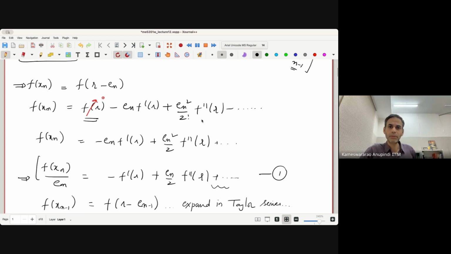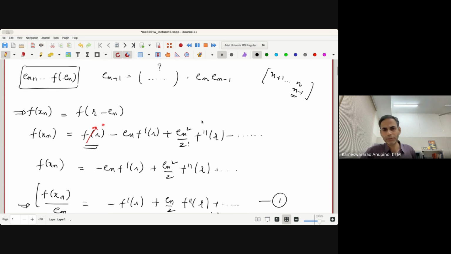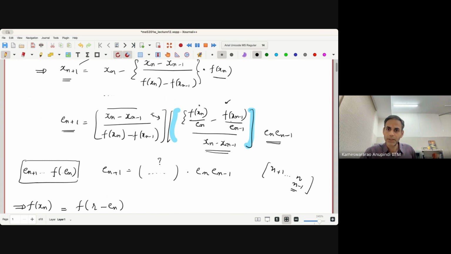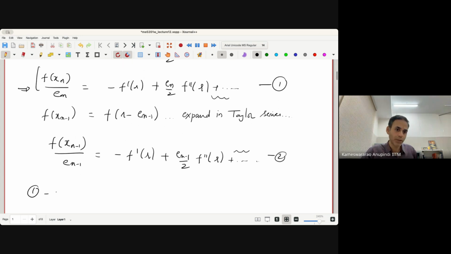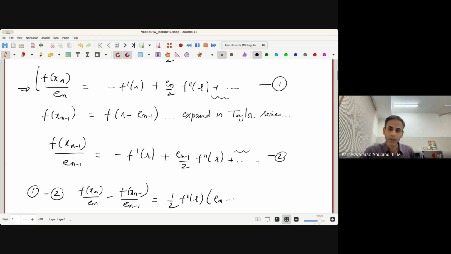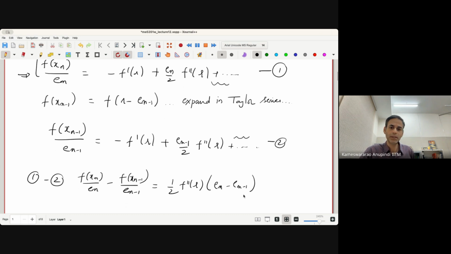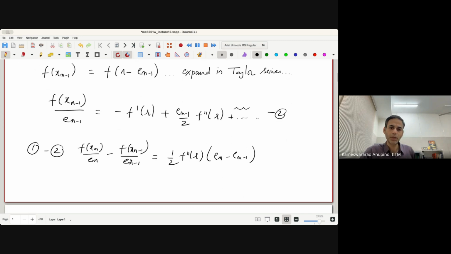Then what we want from our expression is f of xn by en minus f of xn minus 1 by en minus 1. That means, of these two expressions 1 and 2, I have to subtract 2 from 1. So 1 minus 2 gives me f of xn by en minus f of xn minus 1 by en minus 1. That is going to be minus f prime r plus f prime r, which is 0. Then here I get en minus 1 by 2, which means I get 1 by 2 f double prime r times e sub n minus 1. Okay, that's what I obtained.